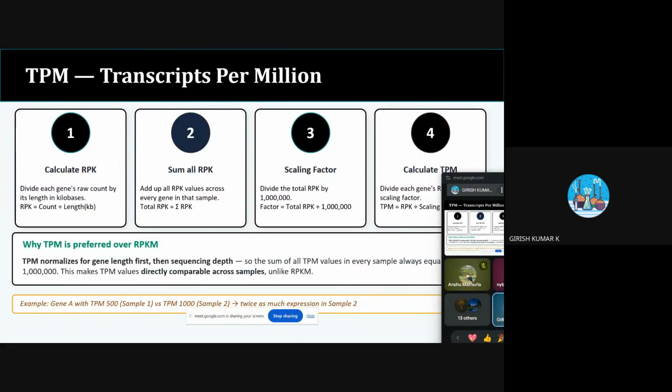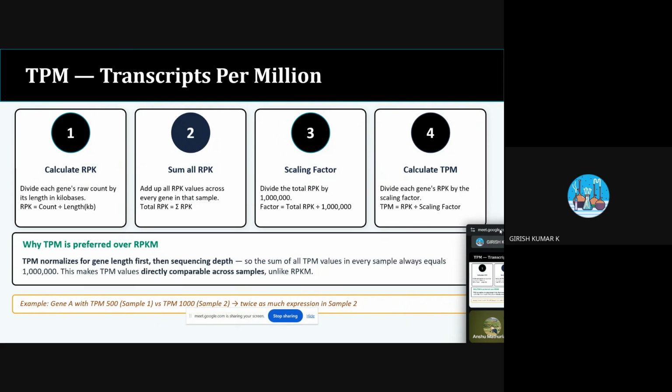And then the last normalization is transcripts per million. To calculate it, first we have to calculate the RPK. RPK is equal to count divided by length. And then we have to sum up all the RPKs. And then we have to find the scaling factor by total RPK divided by 1 lakh. And then calculate the TPM by using the RPK divided by the scaling factor.